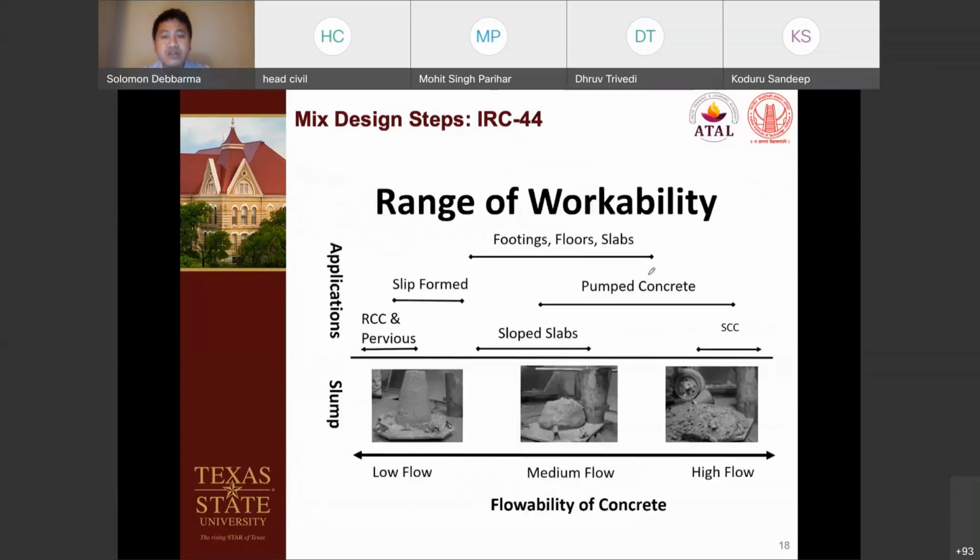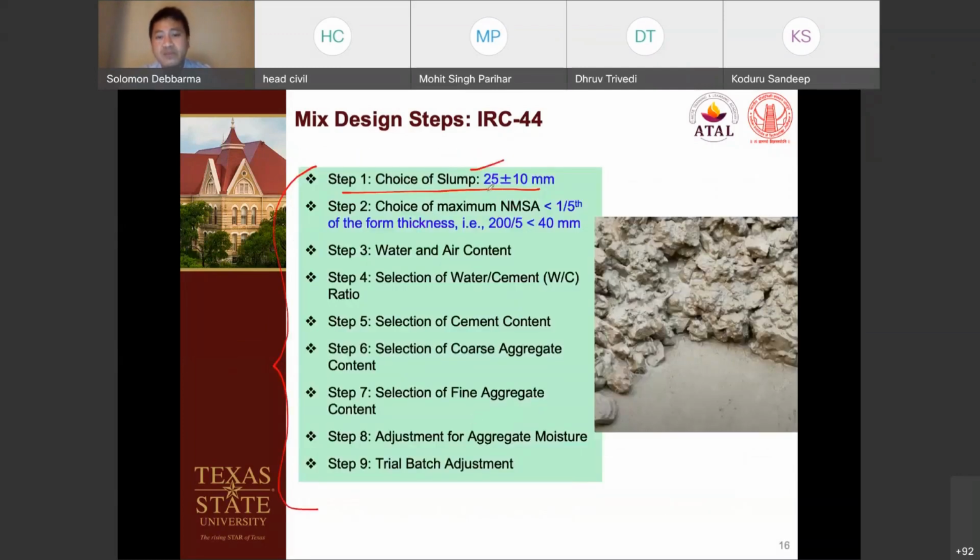So you see that the range of workability also differs. If you go for SCC, which is self compacting concrete, we usually require a high flow, which means a high slump. And if you want to go for RCC, roller compacted concrete, or pervious concrete, we usually would like to go for a low slump mixture. So the choice of slump has been fixed as 25 plus or minus 10 mm as per IRC 44. And then the next step is the choice of maximum nominal size aggregate.